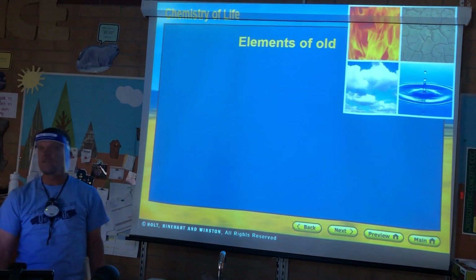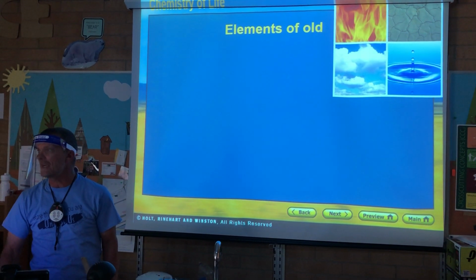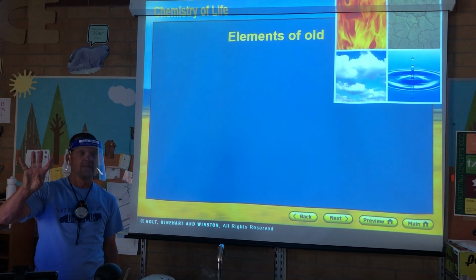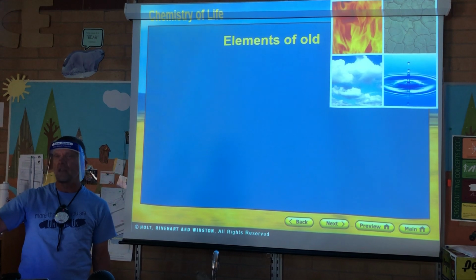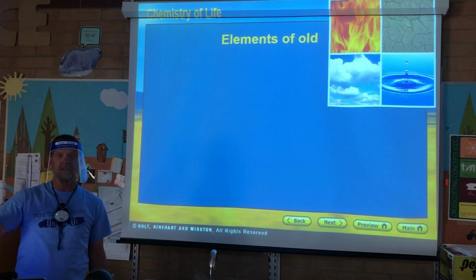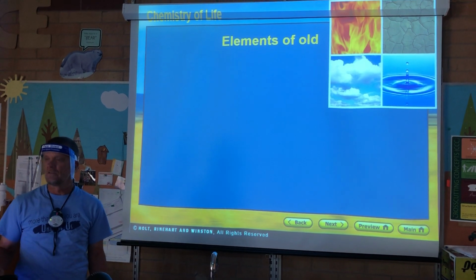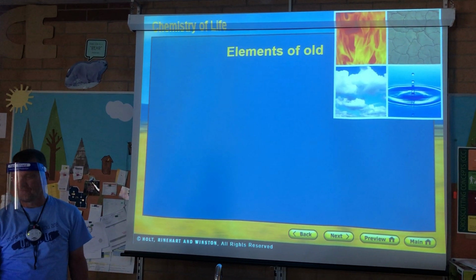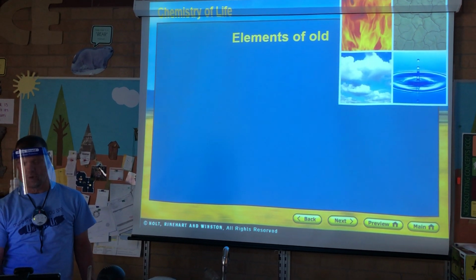Speaking of which, if we were in school 2,000 years ago, way back in the old days, we'd learn about 4 different elements. Only 4. Does anybody know what the 4 old elements are? Anybody watch Airbender? Nobody knows? You guys need to watch more TV. Fire, earth, water, and air. Those were the 4 elements of the old.